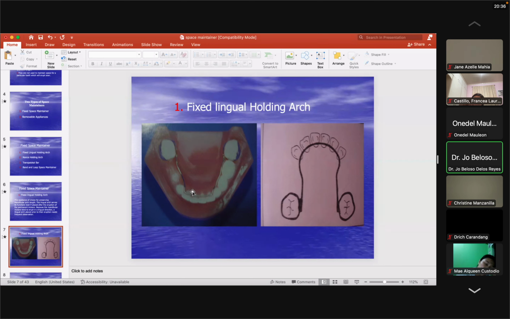Kasi it might happen that the lower permanent anteriors would erupt at the back of the wire. Dito tutubo. So, gagamitin mo lang itong fixed space maintainer na ito, which is the lingual holding arch, kapag erupted na ang anteriors. So, what if hindi pa erupted ang anteriors? Ang gagamitin mo lang ay band and loop.